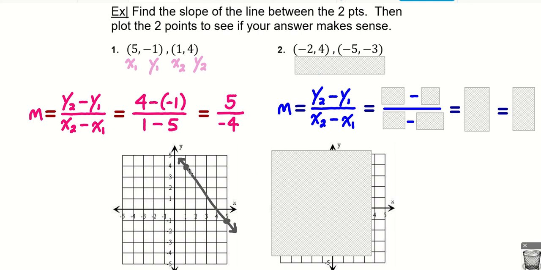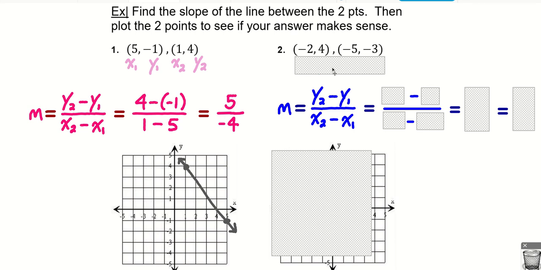So again, case in point, to verify this slope, you could go down 5, then to the right 4, which gets you an overall slope of negative 5/4. But more on that later.